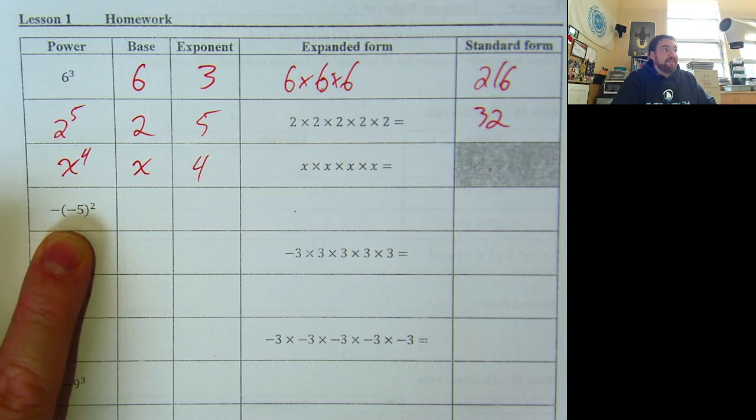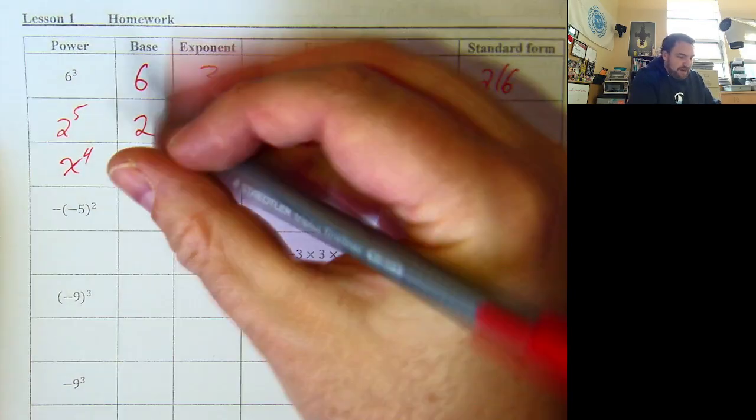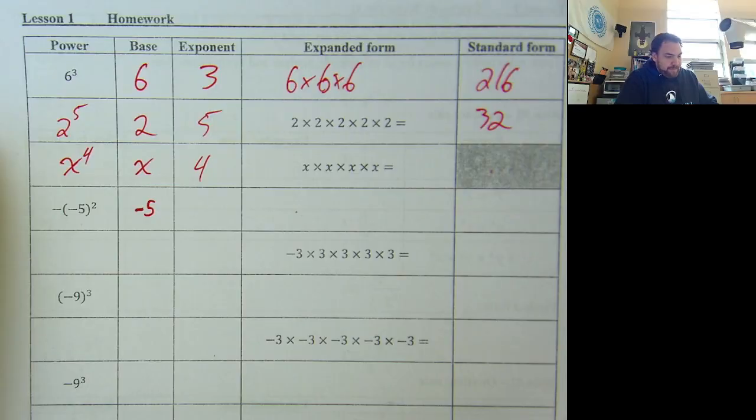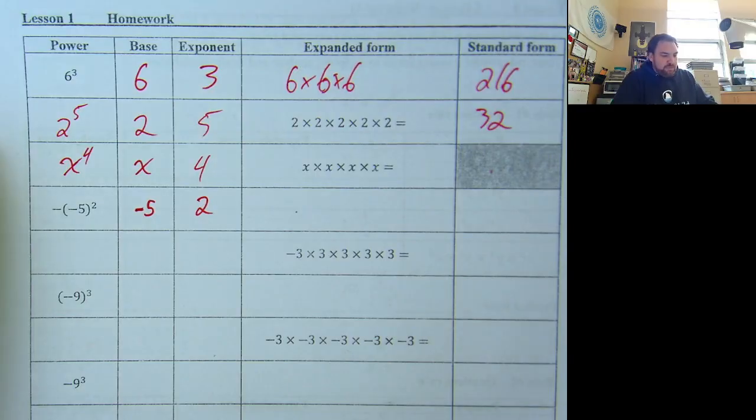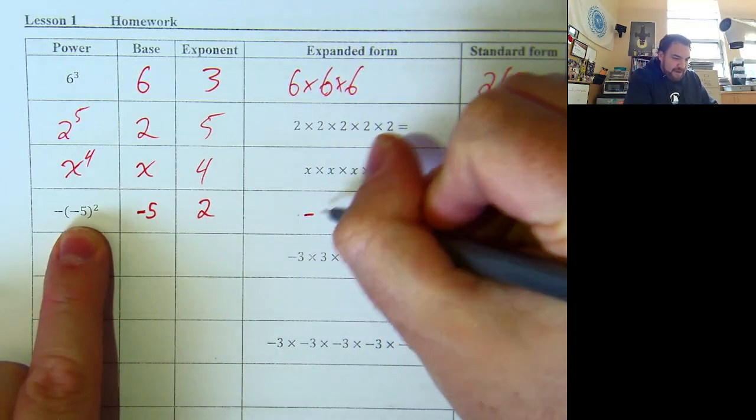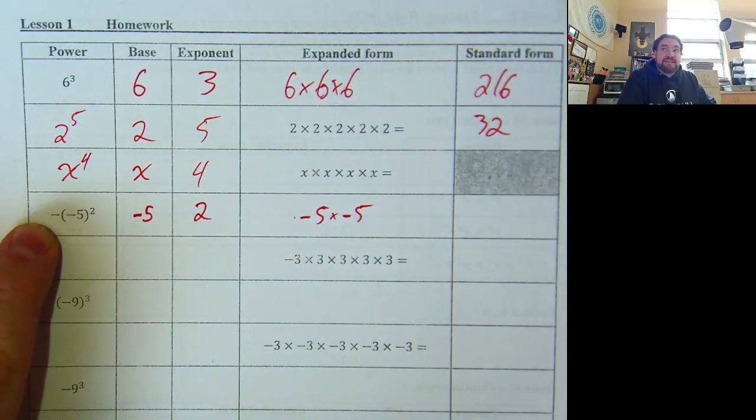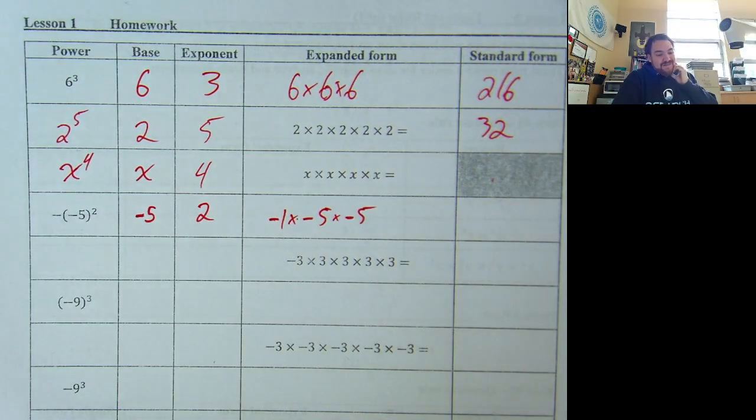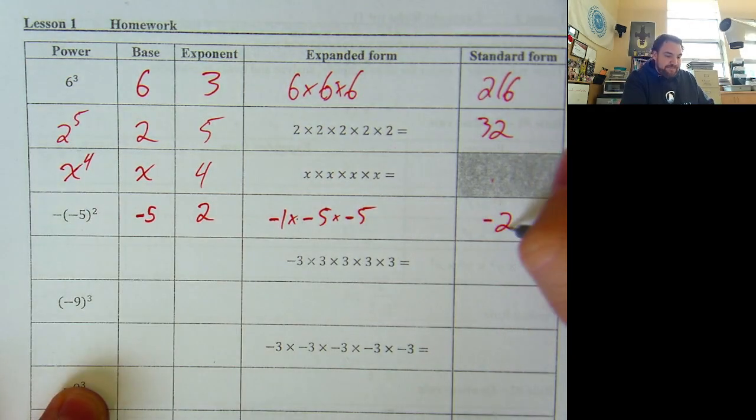It is not 5. There is a negative 5 inside the brackets and a squared outside. So the exponent here is going to be a 2. So I'm going to have a negative 5 times a negative 5. But then that minus sign out front needs to get tacked on through the multiplication of a negative 1. So then in standard or evaluated form, this is going to be negative 25.